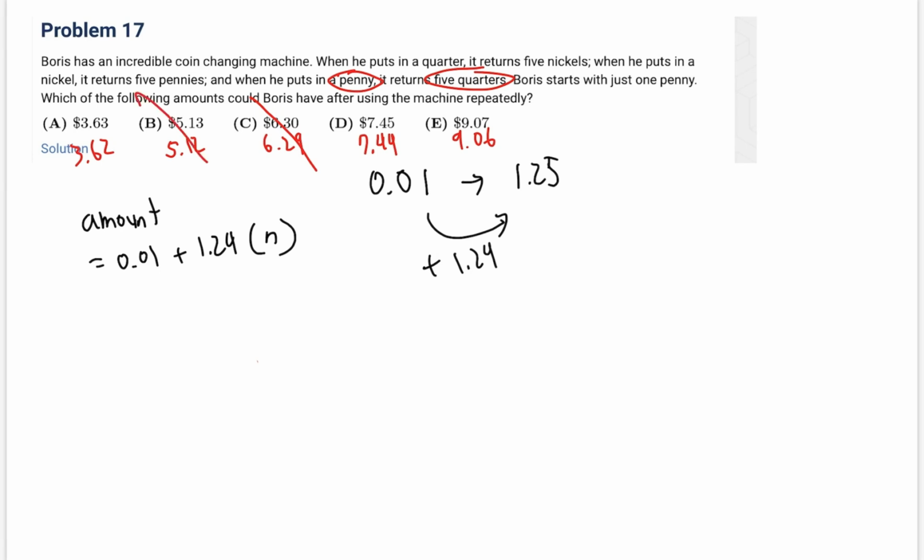Let's try D, 744. So 744 divided by 124. This is 6, 6 times 124 is 744. So n is 6 now, and it matches up, so it's D.